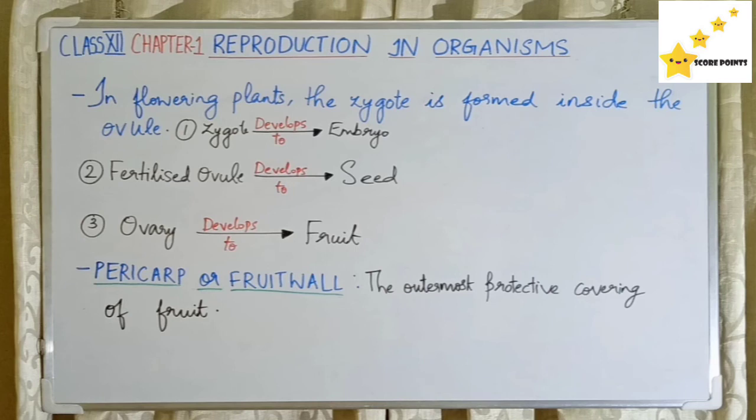In flowering plants, the zygote is formed inside the ovule. Three important post-fertilization events happen in flowering plants: one, the zygote develops into an embryo; two, the fertilized ovule develops into a seed; and three, the ovary develops into a fruit. The ovary wall develops into the fruit wall, which is also called the pericarp. It is the outermost protective covering of the fruit. Pericarp or fruit wall is the outermost protective covering of a fruit, which is actually the ovary wall.